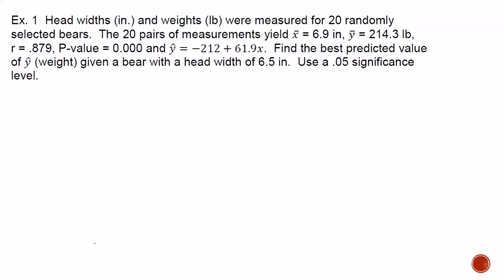All right, head width of a bear and the bear's weight. How they measure that safely, I have no idea, okay? But they did, for 20 randomly selected bears. When they did that, the mean head width was 9 inches, and the mean weight was 114 pounds, okay? It gives you this R value, and it gives you this P value, okay?